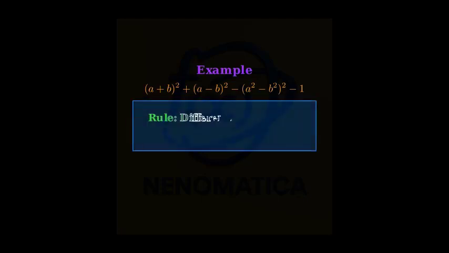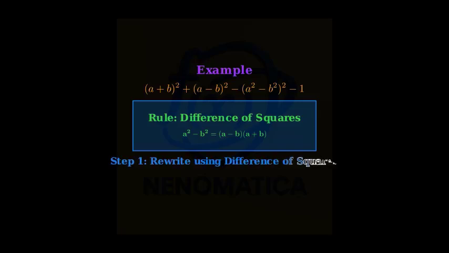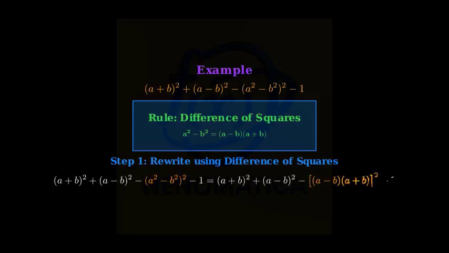Let's start with our example. We need to simplify this algebraic expression by applying various algebraic identities and factoring techniques. Let's begin our step-by-step solution. In step 1, we'll use the difference of squares identity to rewrite a squared minus b squared as a minus b times a plus b. This means we're transforming a squared minus b squared into the square of the product, a minus b, a plus b.